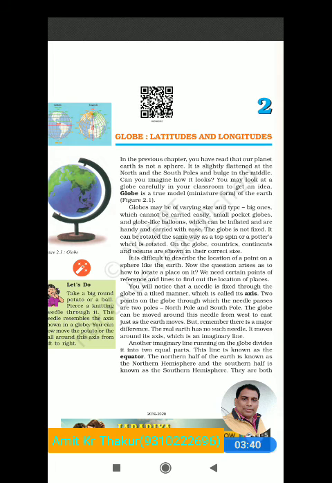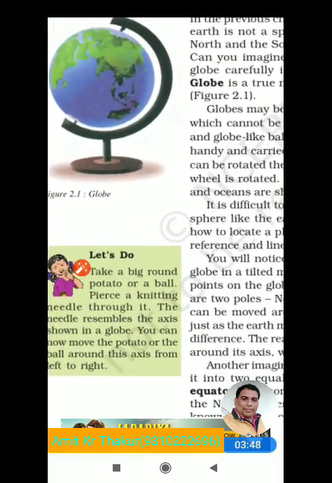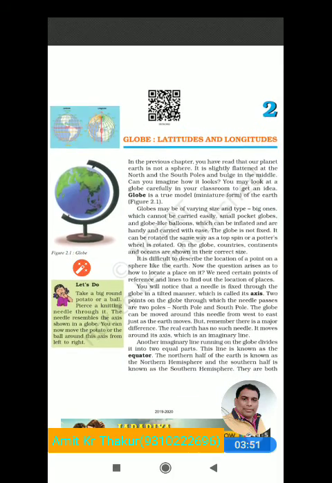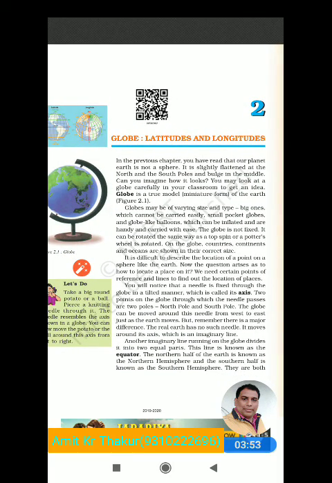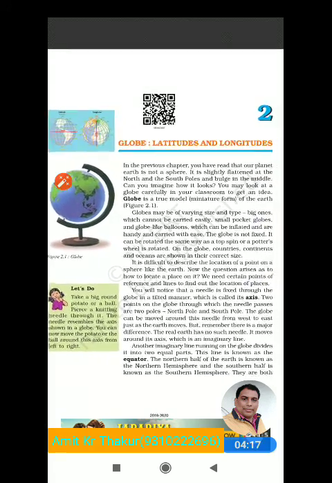The two points on the globe through which the needle passes are the two poles. What are they called? Poles: North Pole and South Pole. Another imaginary line running on the globe divides it into two equal parts. That imaginary line is called the equator.